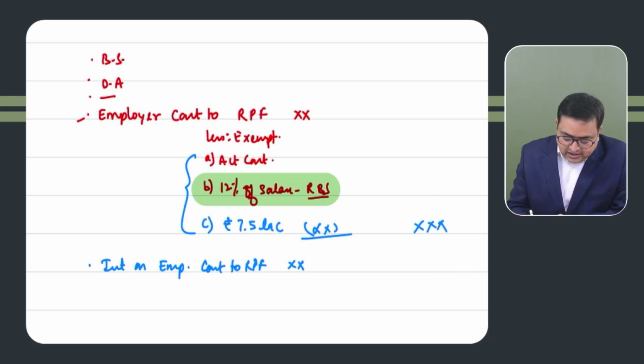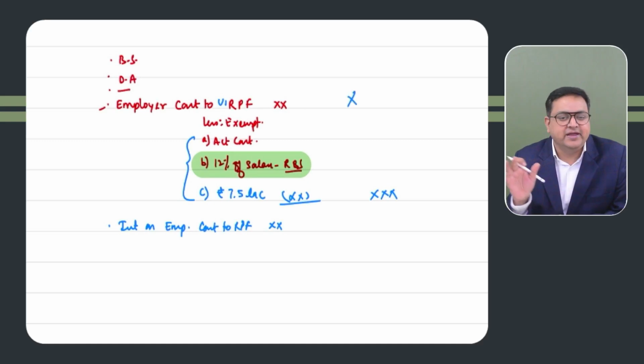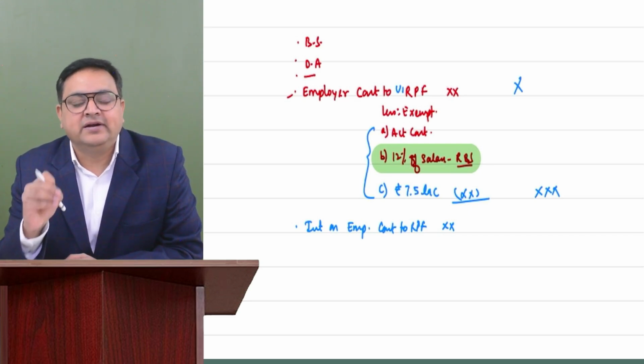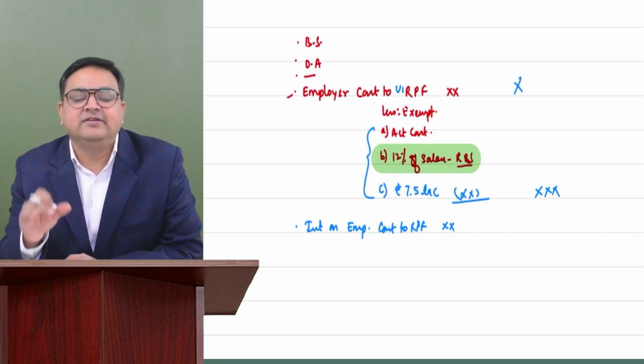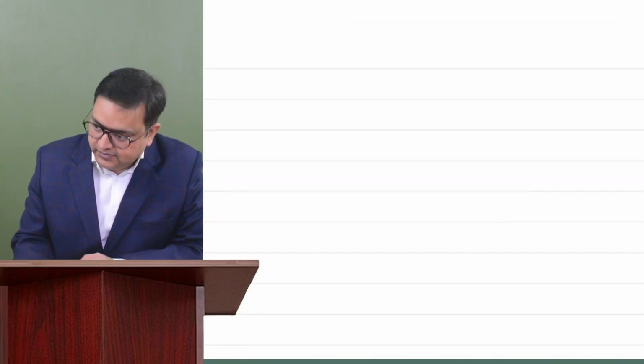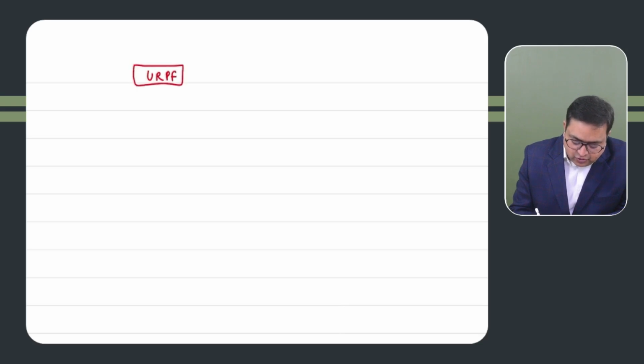Got it? If it is URPF, guys, if this contribution is unrecognized provident fund, for unrecognized provident fund, please don't make it taxable every year. URPF amount is not taxable every year. It is taxable only at the time when the person is actually receiving this amount. So let's say this is unrecognized provident fund. It is not taxable every year.